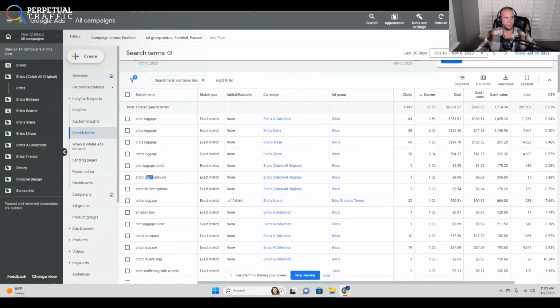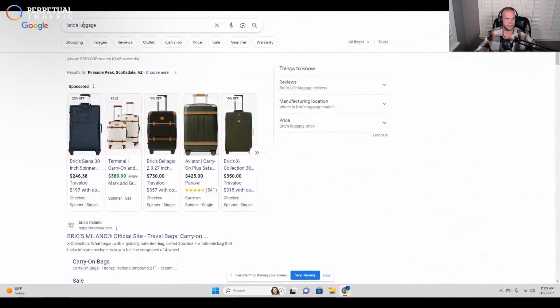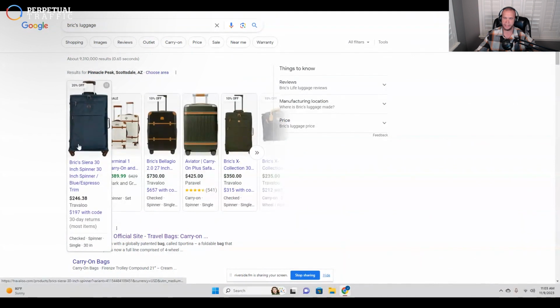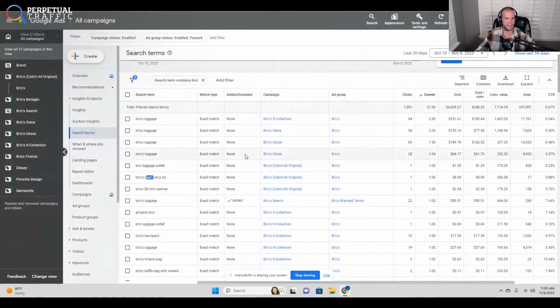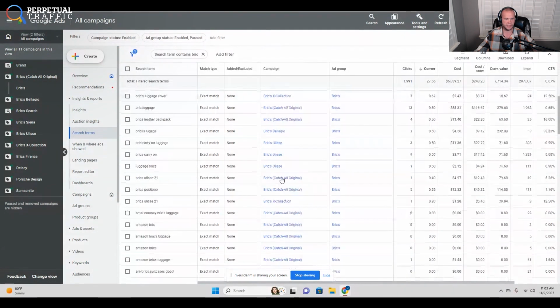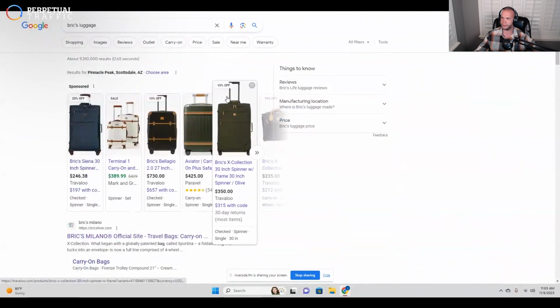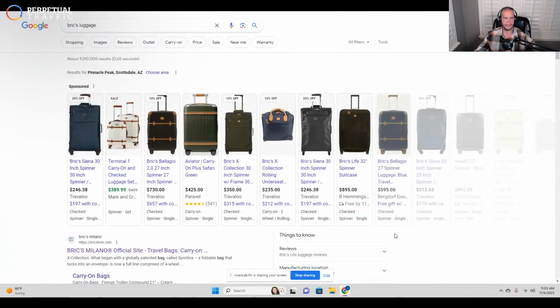And now I get to own the search engine, which means someone types in Bricks luggage, you'll see my Sienna, my Bellagio, my X collection. Why? Well, it's because I have my Sienna, my Bellagio, and my X collection running as campaigns individually. I'm entering multiple auctions in one Google Ads account by allowing these campaigns to all show up for the same search terms, and Google will give me multiple placements. So now I beat the manufacturer. I show up more often than anybody else.